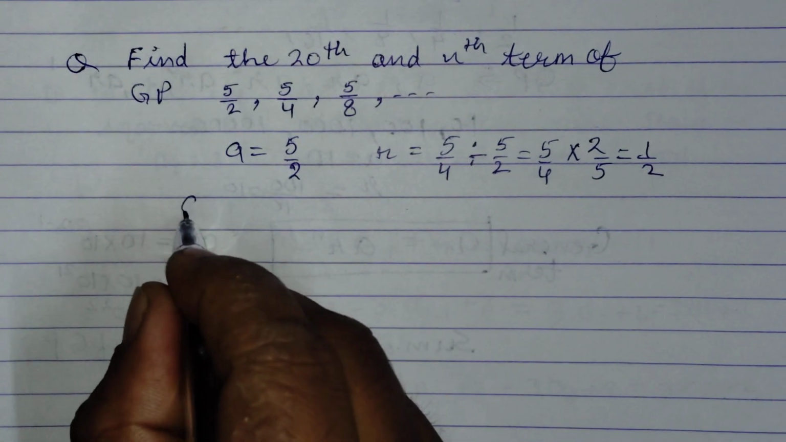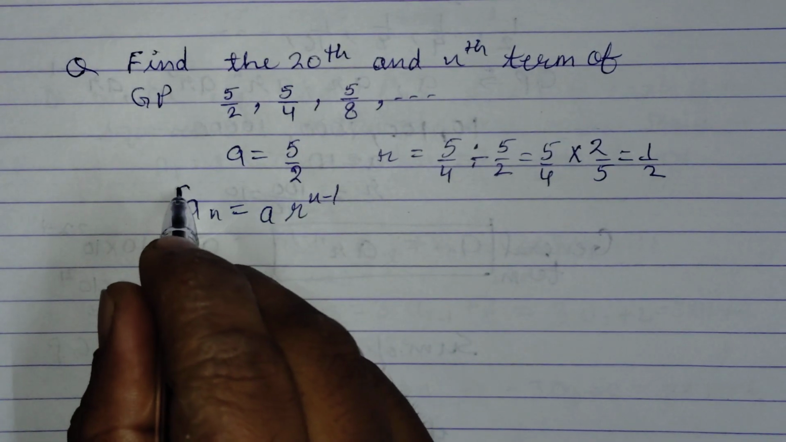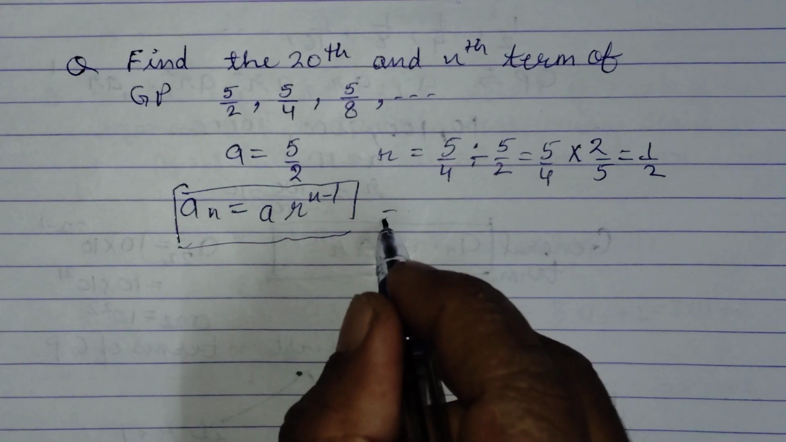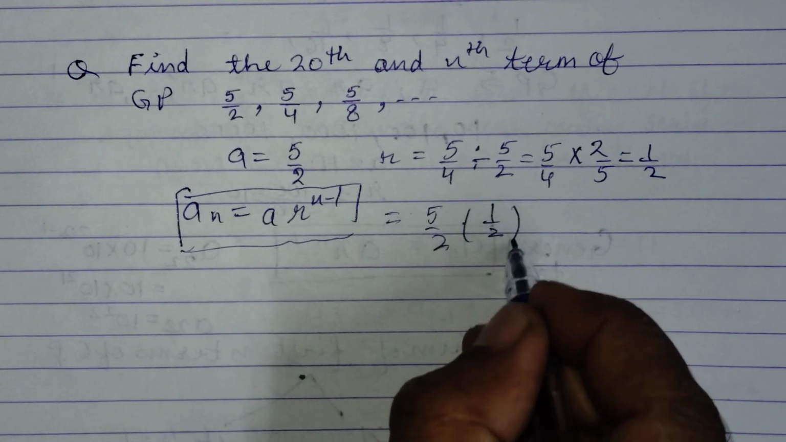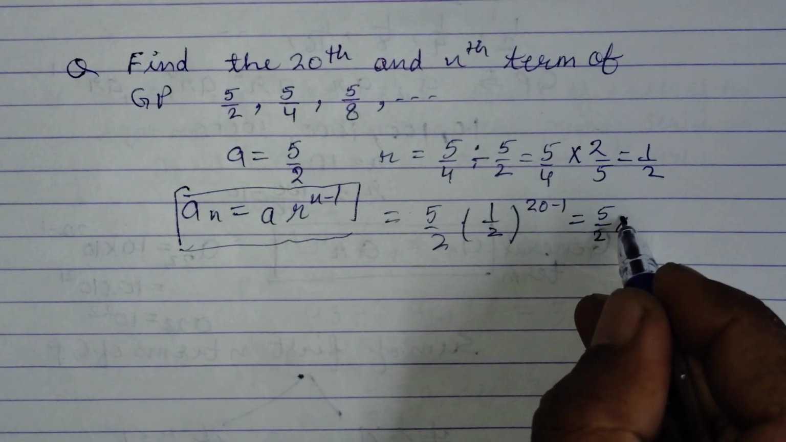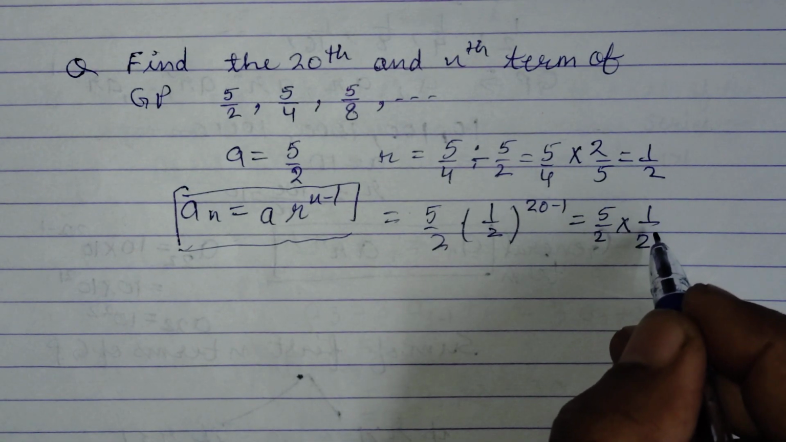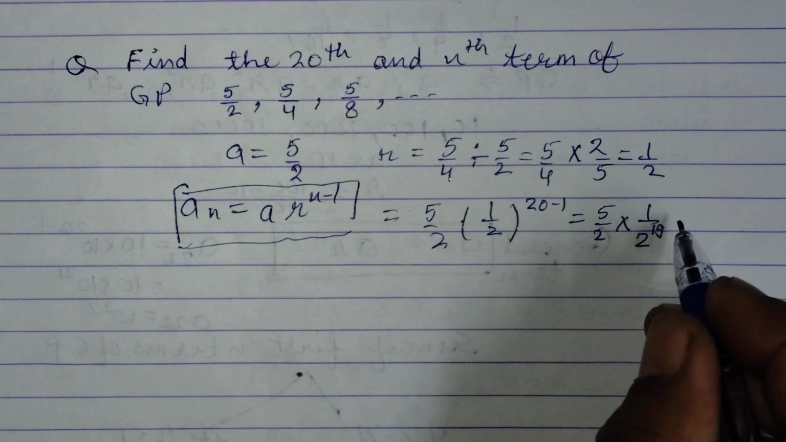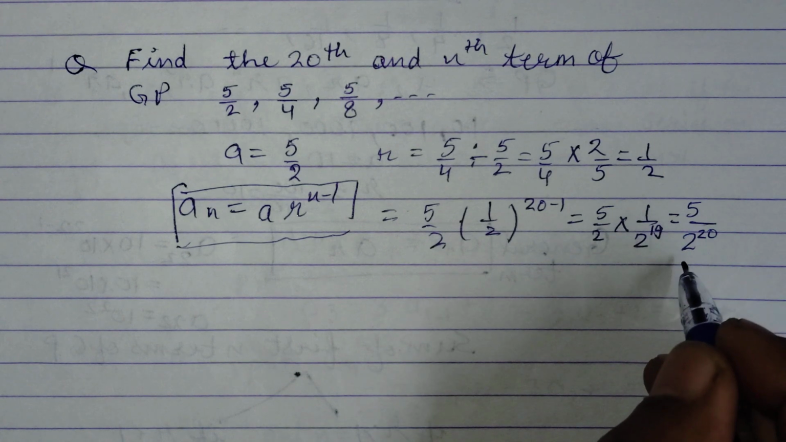So the formula for the 20th term is An equal to A R power n minus 1. We replace n equal to 20 and A equal to 5 by 2. We get A R, that is 5 by 2 into 1 by 2 power 20 minus 1, which gives 19. So 1 power 19 is 1, and we get 2 power 19, and multiplied by 2 it gives 2 power 20, because 19 plus 1 is 20. So 5 upon 2 power 20 is the answer.